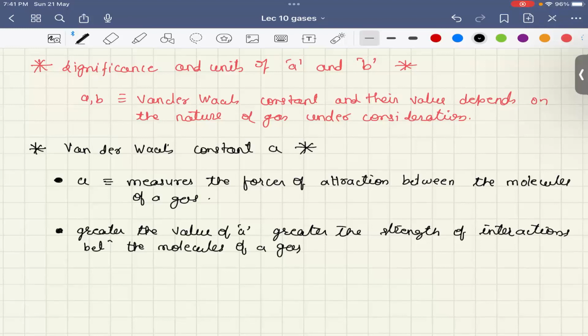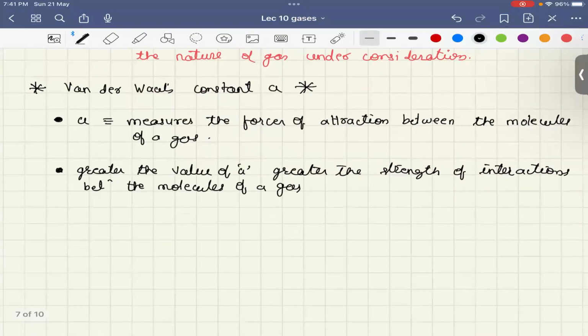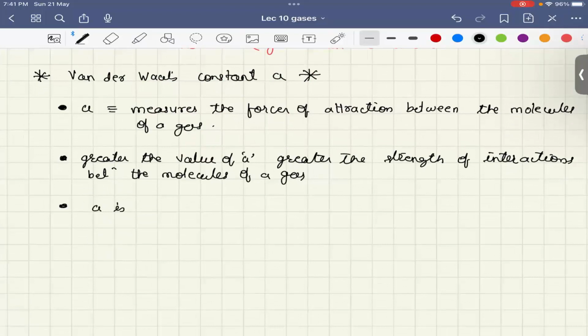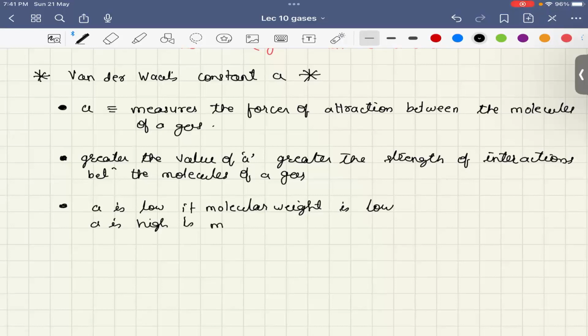As expected, the value of A for gas with lower molecular weight, such as H2 and N2, is quite low, whereas the value of A for higher molecular weight is relatively high, right? So A is low if molecular weight is low, and A is high if molecular weight is high, right?